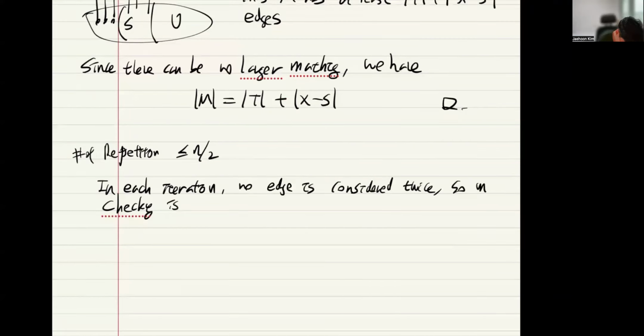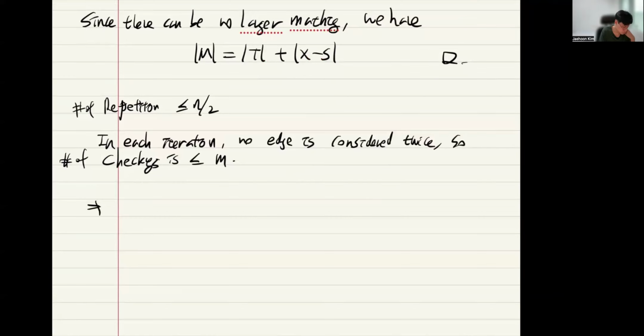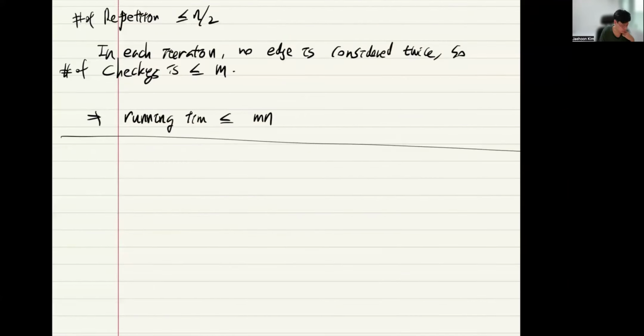So the number of edge checking is at most m. So in total, how many times do you have to check for this algorithm? So this algorithm's running time is at most m times n, which is the polynomial time that we were seeking.